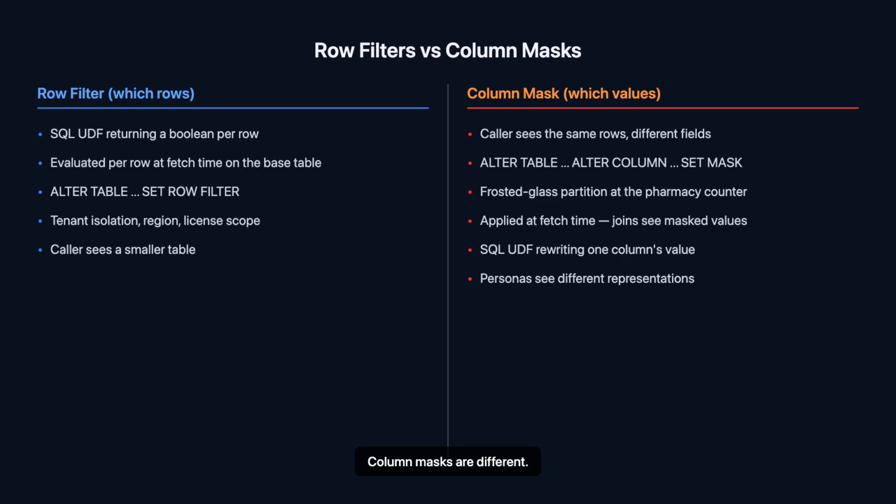Column masks are different. The caller sees the same rows, but different fields. You attach the mask with alter table, alter column, set mask. Picture a frosted glass partition at the pharmacy counter. Same document on the table, different views depending on who's looking. Both apply the moment rows are fetched, which means joins on a masked column see the masked values, not the underlying ones. Under the hood, it's a SQL function rewriting one column's value, so different personas see different representations of the same record.